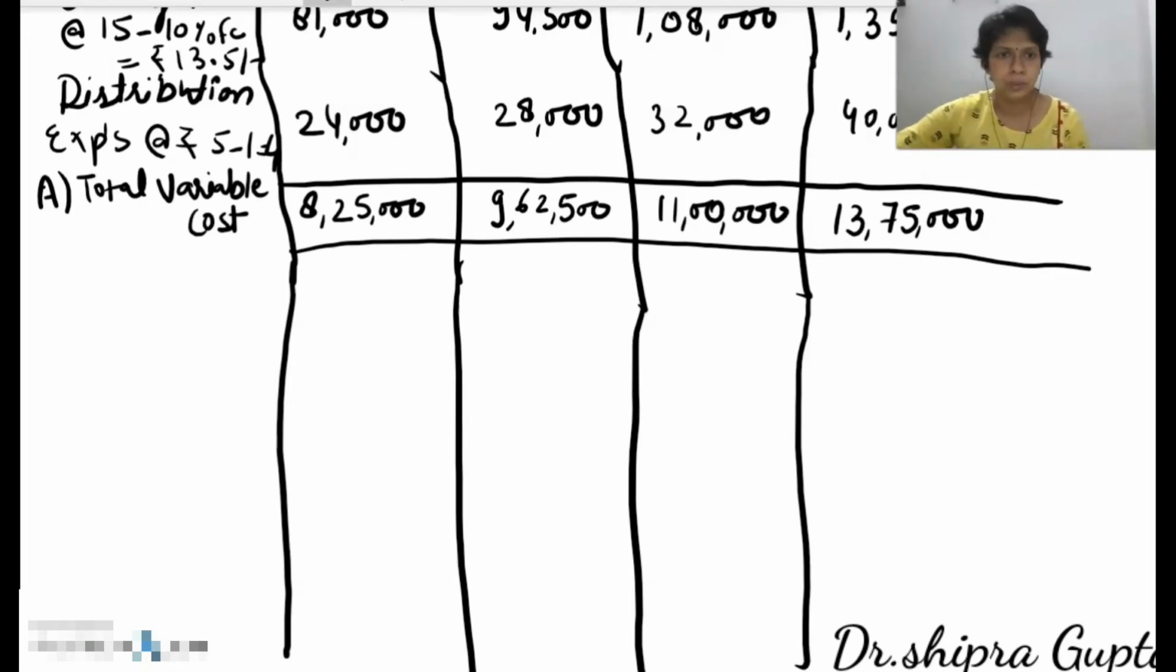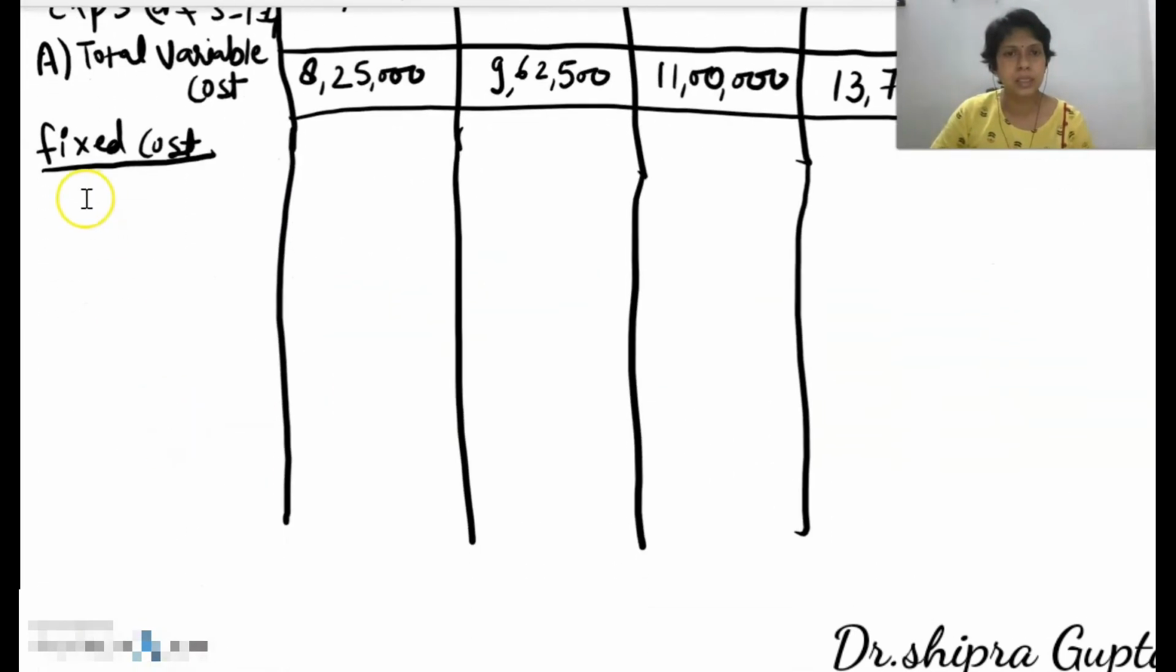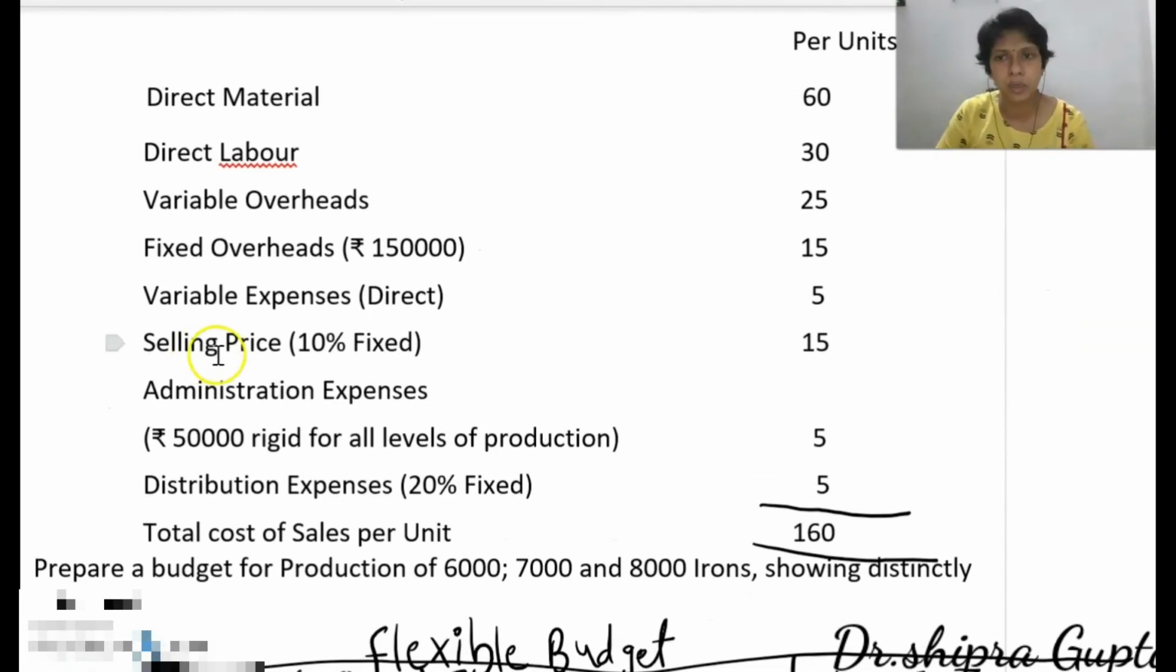So we will write fixed cost. Okay, this is our heading. First heading is variable cost and the next heading is fixed cost. Now we will take what is fixed cost and what are the items of fixed cost.